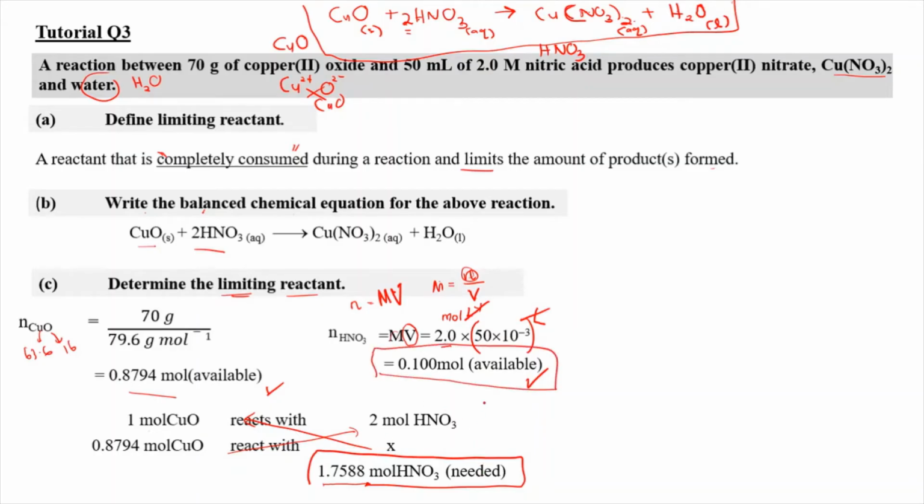So you know that the number of mole of nitric acid available is much lesser than the number of HNO3 needed. So you can say that the HNO3 is the limiting reactant. Okay, apa yang kita perlukan sebanyak ini, tapi ini je yang kita ada. Okay, so we know that this is the limiting reactant.